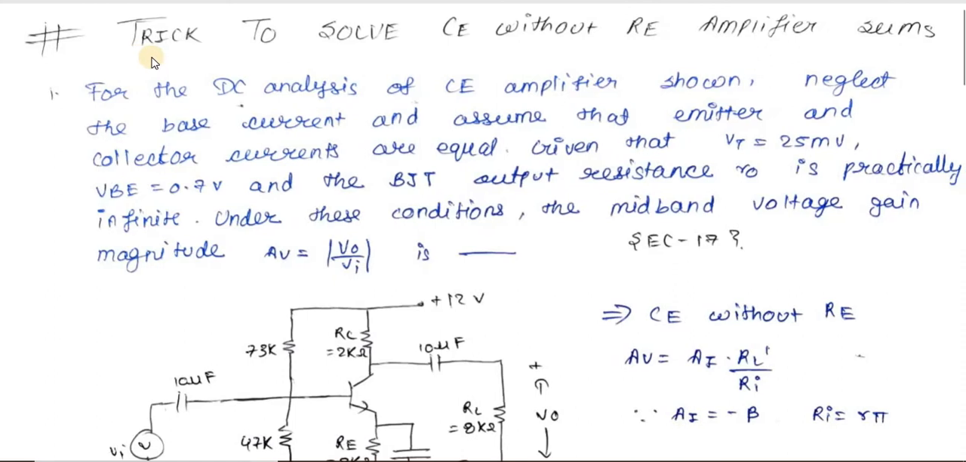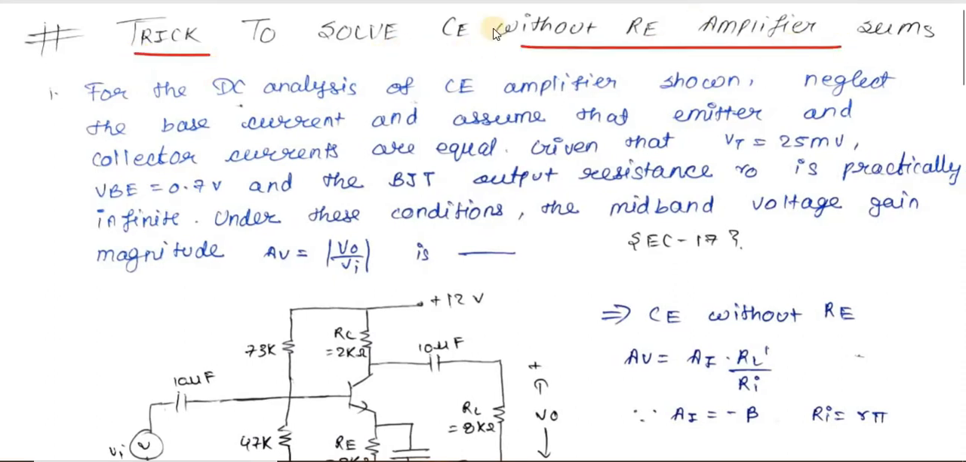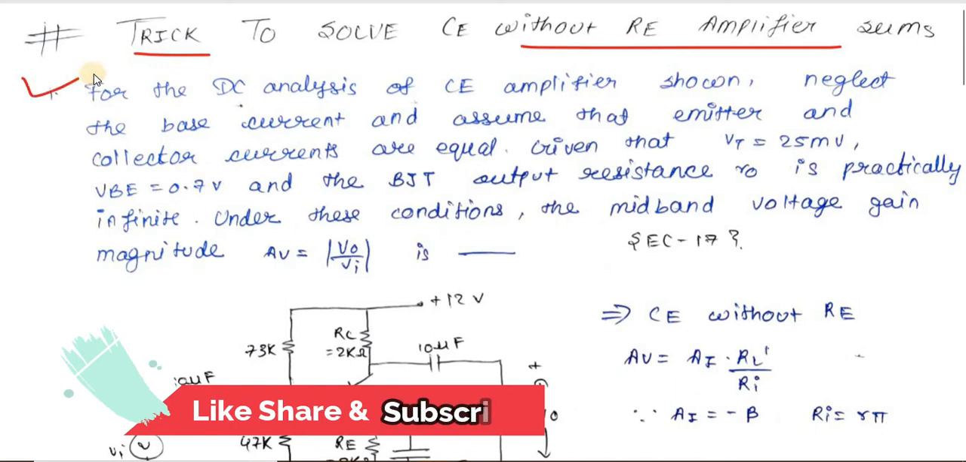Hello friends, today we are going to see the trick to solve CE without RE amplifier sums. Basically, common emitter without RE amplifier sums. Let me tell you, this is the most important configuration from which we are seeing most of the GATE sums. So without wasting our time, let's start with the very first sum, and there only we will see the trick.